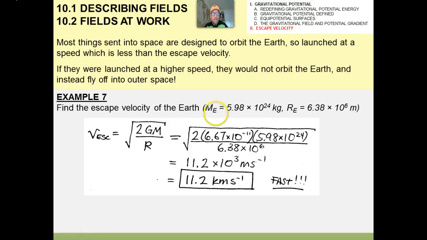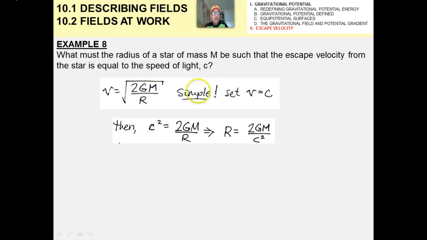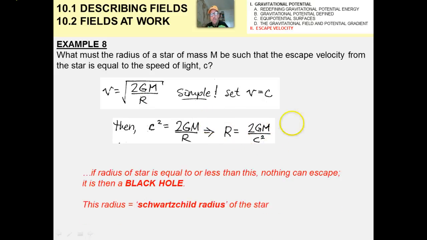That's pretty fast. How about the radius of a star of mass m? What must the radius of a star of mass m be such that the escape velocity from the star is equal to the speed of light? That's an interesting question. Well, very simple. You use the same expression for the escape velocity, but you set v equal to c, where c is the speed of light, which is 3 times 10 to the 8 meters per second. We haven't studied the speed of light very much yet. Then when you solve for r, you get that r is 2GM over c squared.